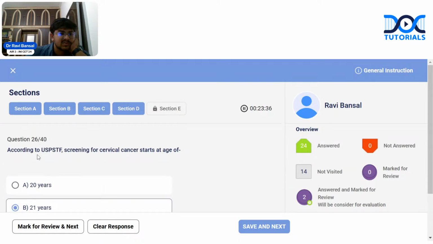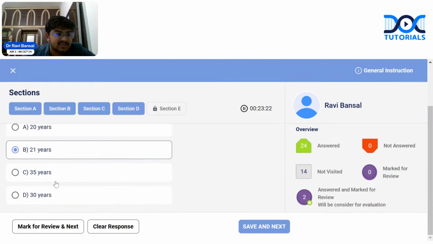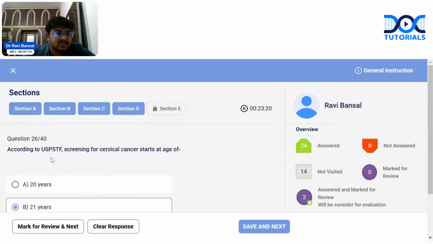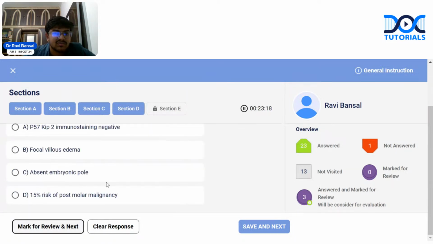So I do not know about this society or what this is, but it has US, and I know that the US Gynae Society recommends screening from the 21st year. So I think it might be the answer, but if this is in a different society, it might change. So I will just mark it for review.